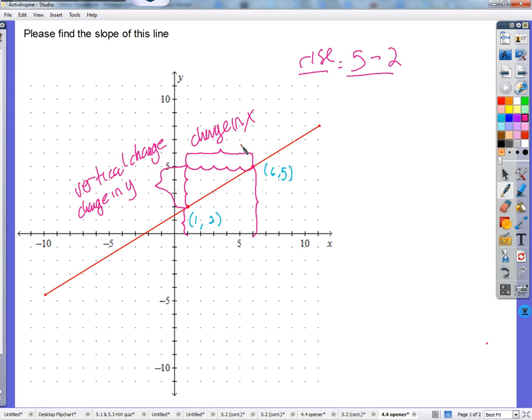And if you want to find the run, another way to say that is the change in x. Okay. So that x is the horizontal. Change in x is something we could also call the run. We use that same kind of idea to find the horizontal change between those two points.